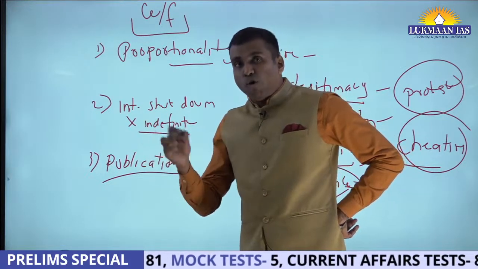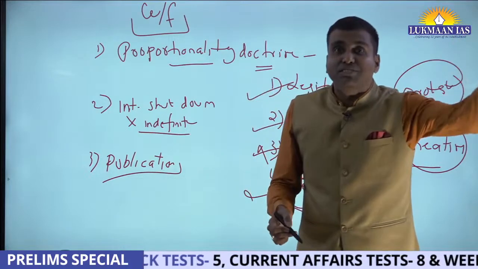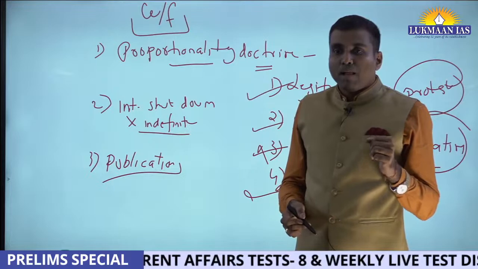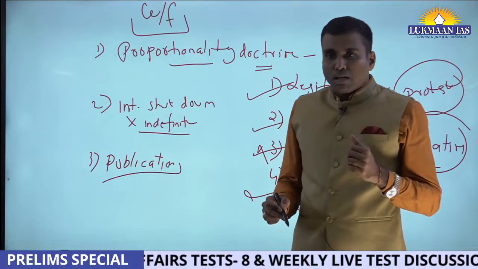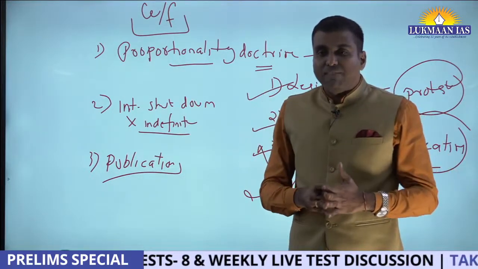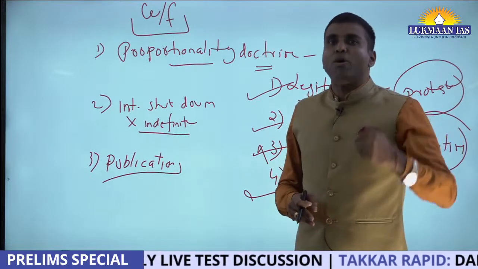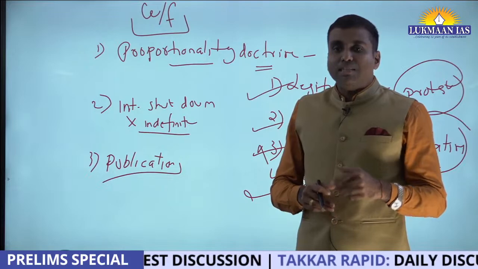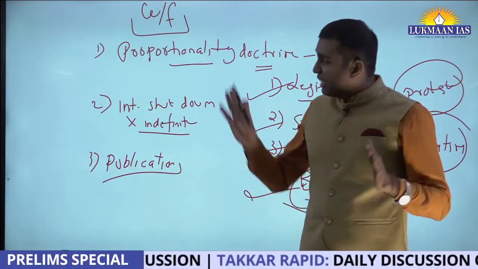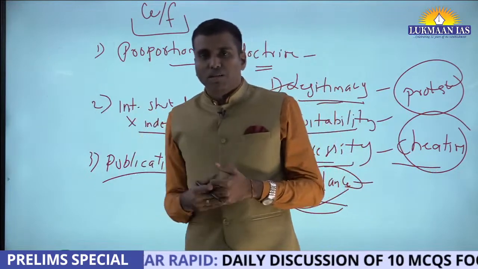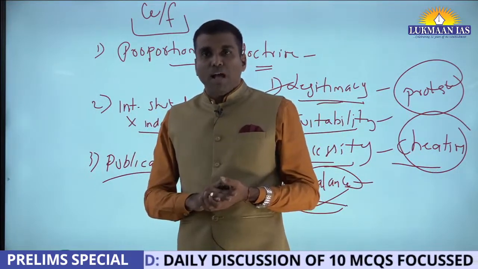Because publication of order means a speaking order. Why is it shut down? What are the reasons behind it? The court can go into the reasons and see whether there is application of mind by the individual ordering the shutdown, and can strike it down if it does not satisfy these things. But if you do not publish, then how can you go? Where can you go? It is mandatory.